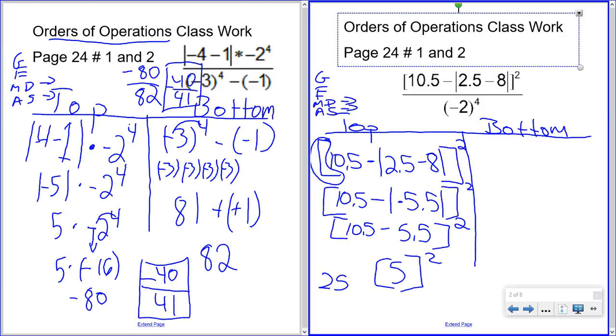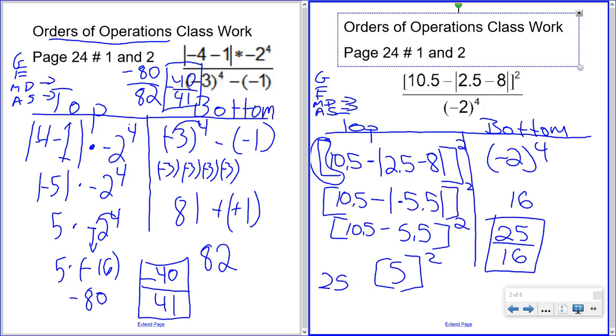Now we have to do the bottom. We have negative 2 to the 4th power, and negative 2 to the 4th power is 16. So now we have to put 25 over 16. This is going to be my answer here, and we'll see that that cannot be reduced, and that is going to be our answer.